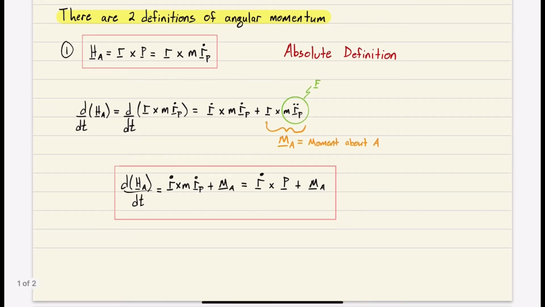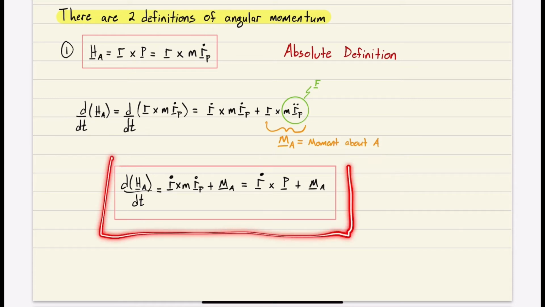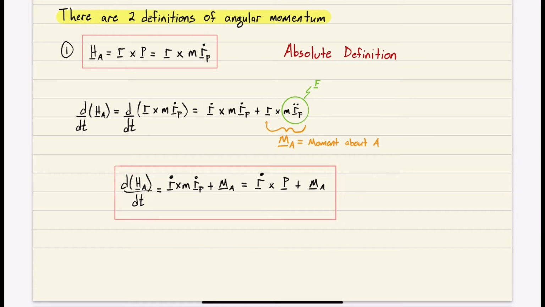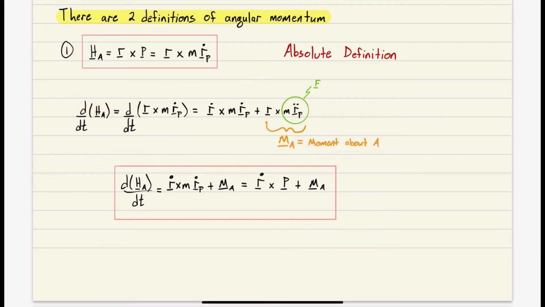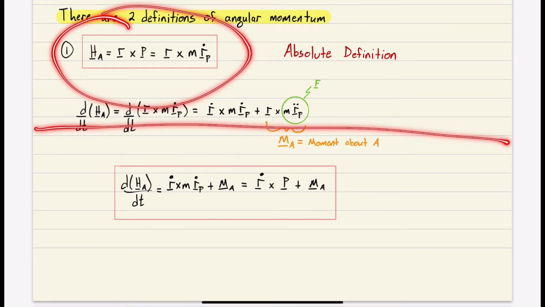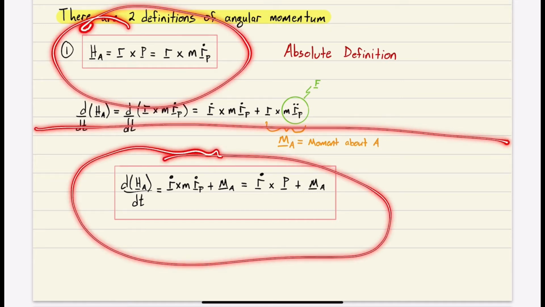And then that's it. That's it. So this is the time rate of change of our angular momentum with respect to A. Okay, so we have these two equations, and what we end up doing in a lot of these problems is kind of think of these as two separate steps, right? This is our first step, and then this is our second step.